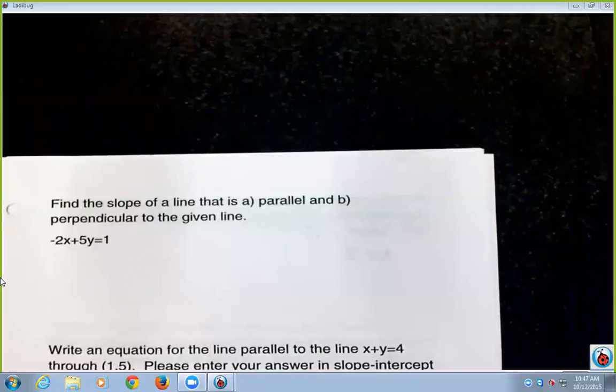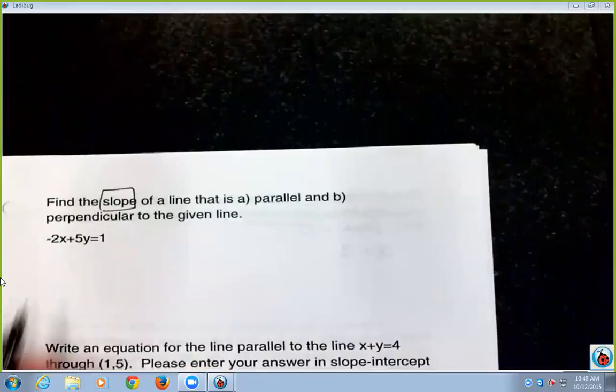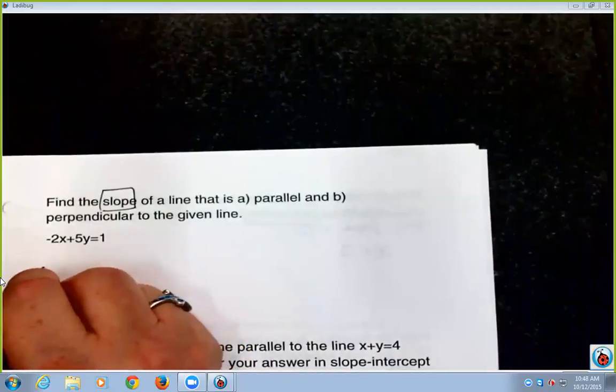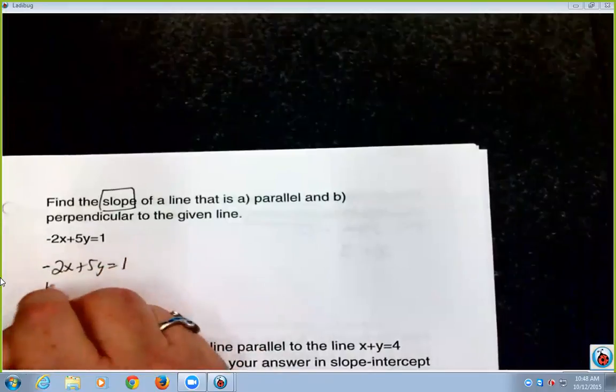Find the slope of a line that is parallel and perpendicular to the line. So all we're looking for is just the slope. So that's kind of pretty easy because all I need to do is solve this for y. -2x plus 5y equals 1. Add 2x.